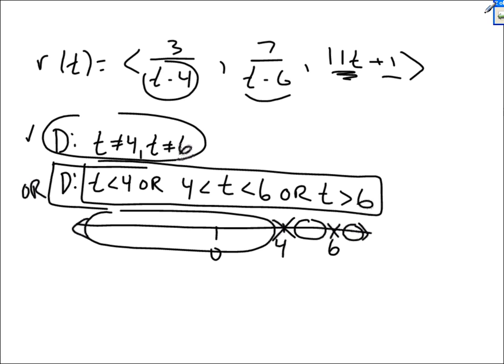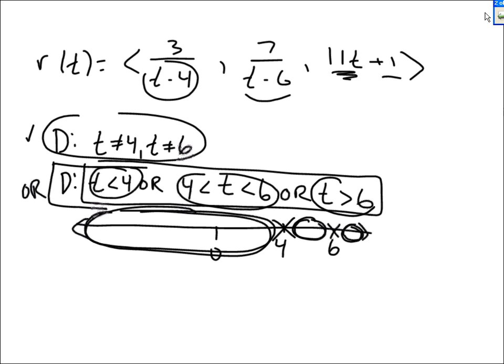And you didn't have to know that this area meant t is less than 4, and this area meant t was between 4 and 6, and that this area t was bigger than 6. You didn't have to know that, but yet you still get full credit, unless your teacher says you can't write your answer like that. You can't say, oh, t cannot equal 1 or t cannot equal 5. You can't say that.